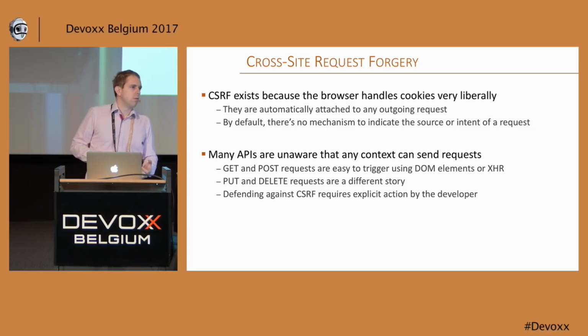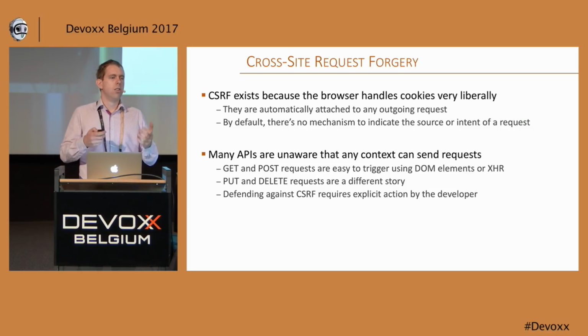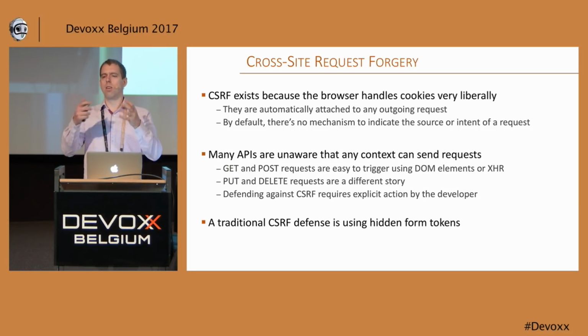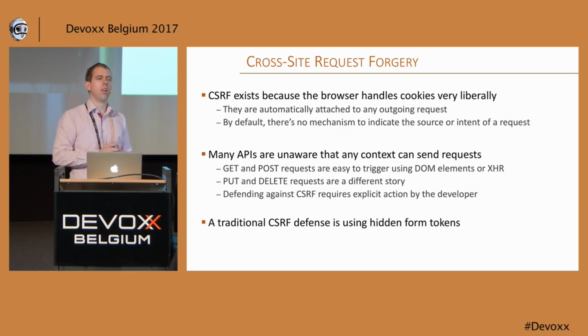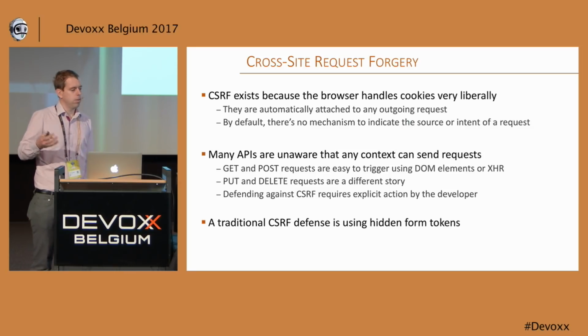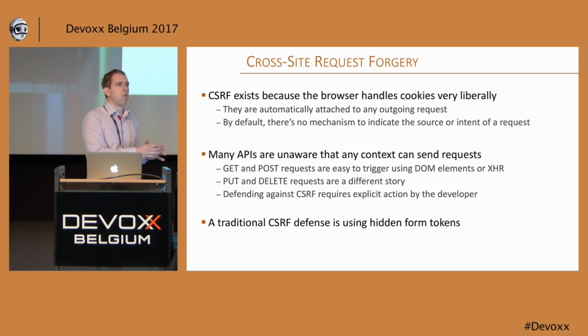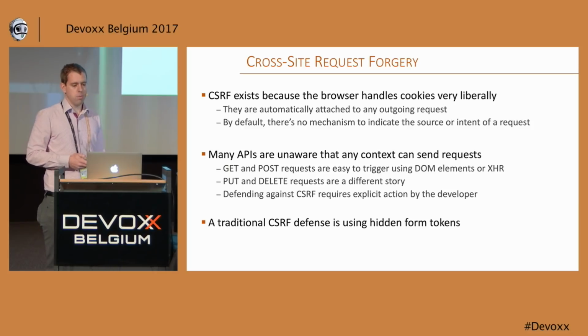How do you defend against CSRF? Well, in a traditional application, you use hidden form tokens. So the idea of hidden form tokens is that you hide a token in the form, and you check when the form is submitted whether the token was there or not. And if it's there, then the application considers this to be a valid request. You can imagine that form tokens and APIs probably don't mix too well. Well, you're kind of right about that.